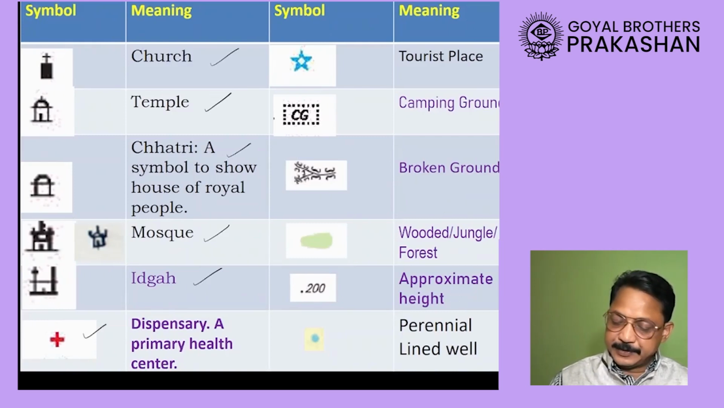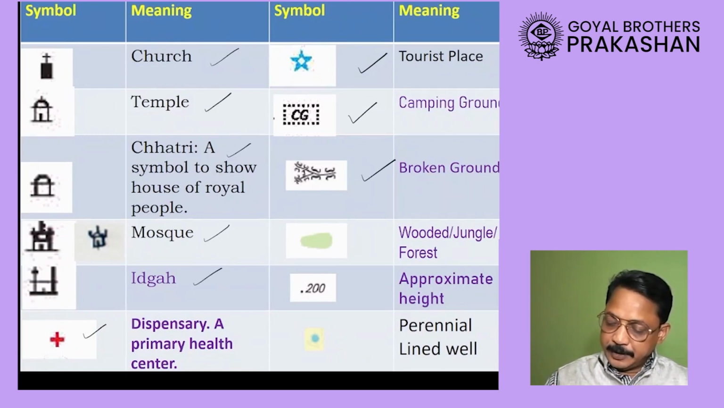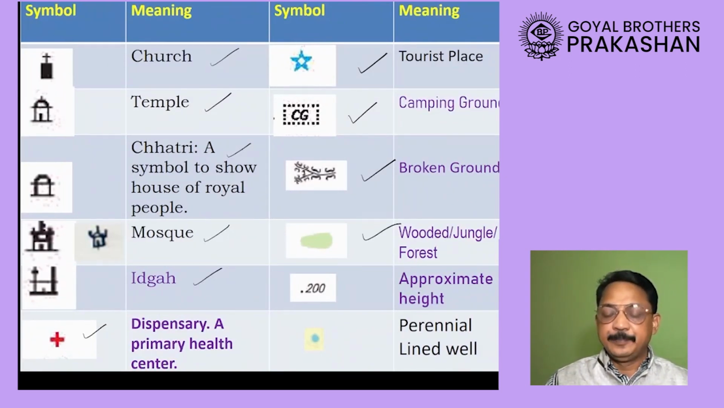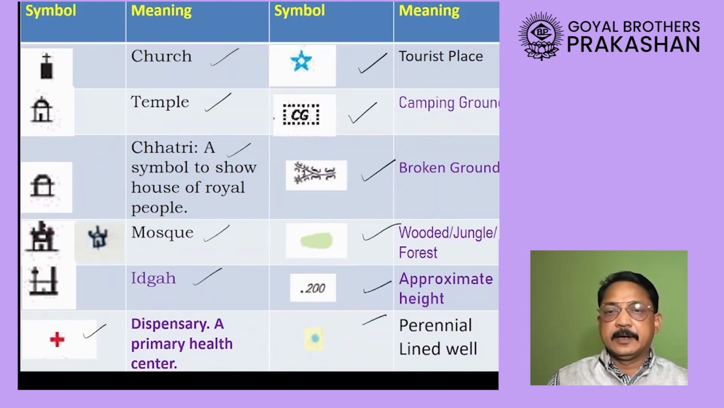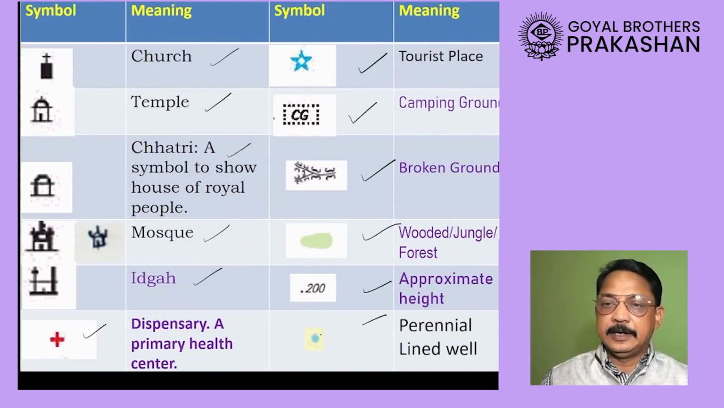Then a dispensary. A dispensary is a place where primary health treatment will be given. A tourist spot. This is a camping ground. This is broken ground. Here you find wooded. That means when you see a green color patch in a map, it means it's a jungle. And we have seen this black color dot with 200 written, it's a spot height, and this blue color dot here is a perennial lined well.